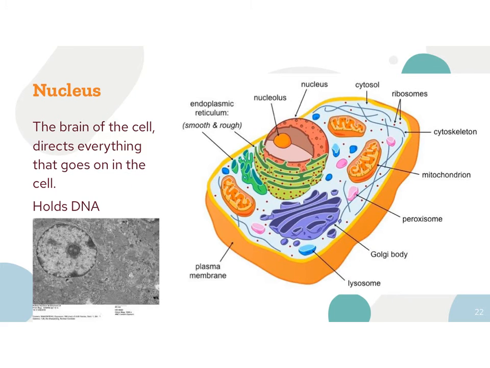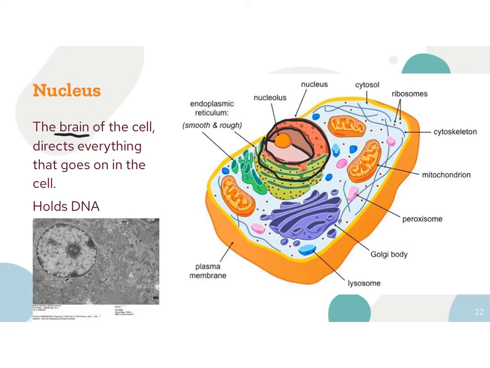Next up in our little tour is the nucleus. And the nucleus in this picture, it's right here. Looks like a little tangerine looking guy. Obviously, there's a chunk cut out of it in this picture just to show it. But what does the nucleus do? It's the brain of the cell. It takes care of everything that happens in the cell.